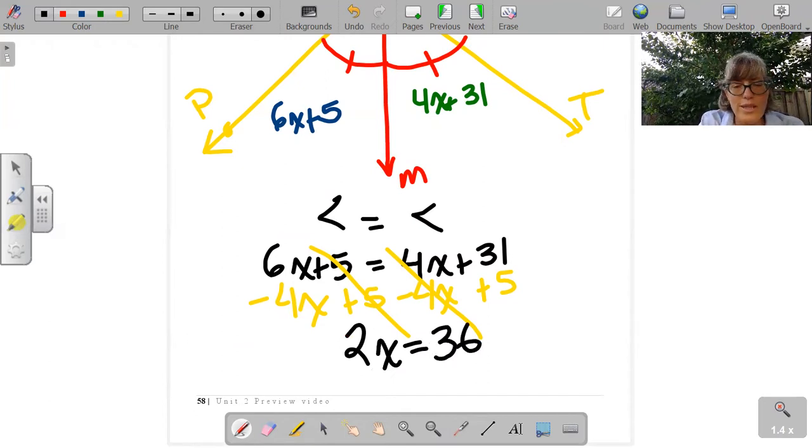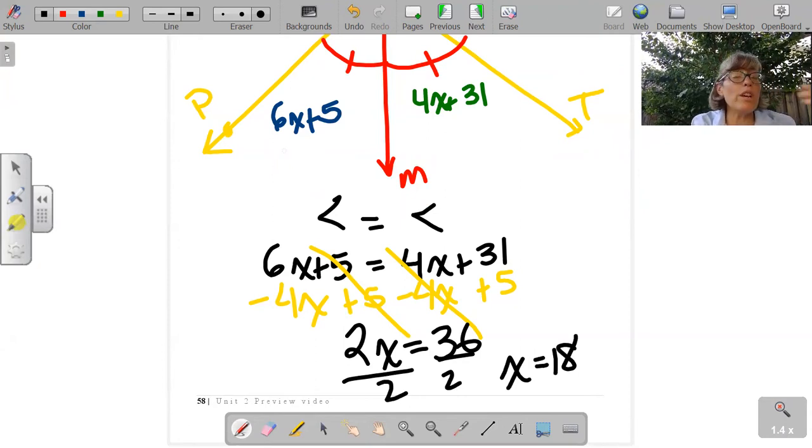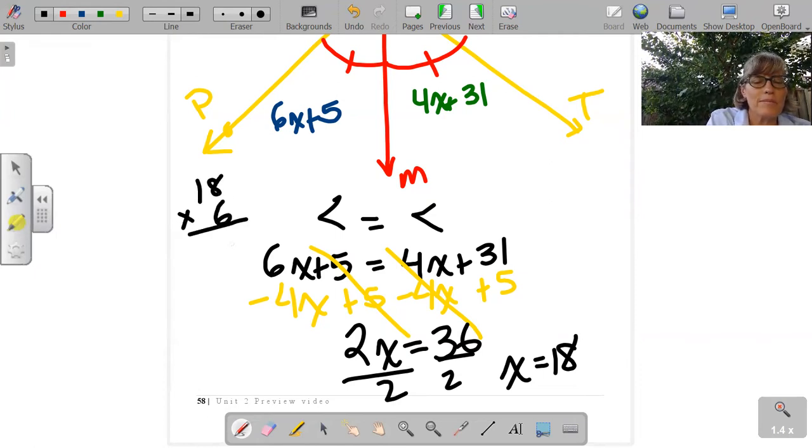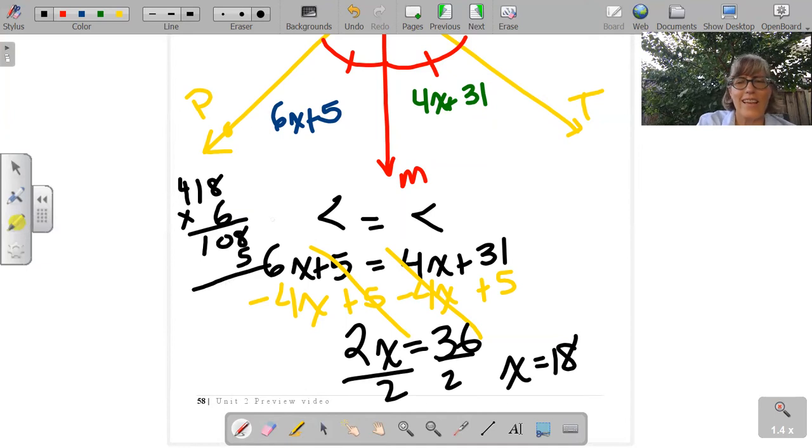Should be getting 2x is 36. X equals 18. Then you come over here and you check your work. 6 times 18, that's 108, plus 5. And then 4 times 18. Whoops, something happened here.